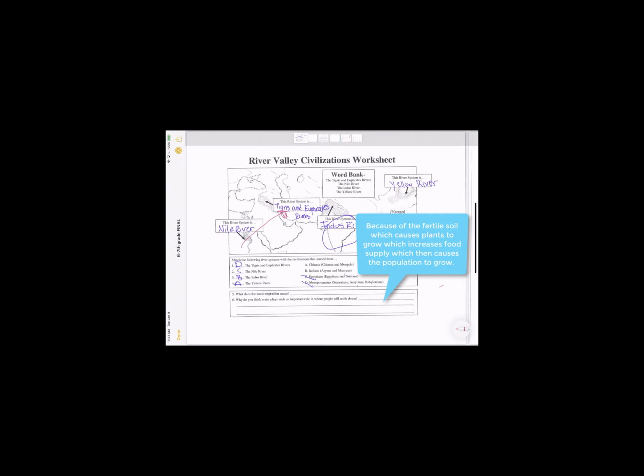All right, so that's the process of how people migrate or where they settle near those river systems so they can have food to nourish themselves.